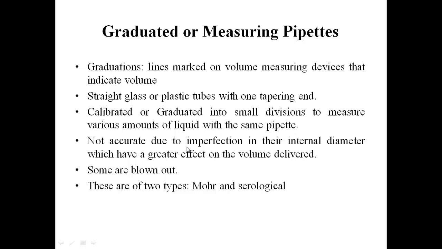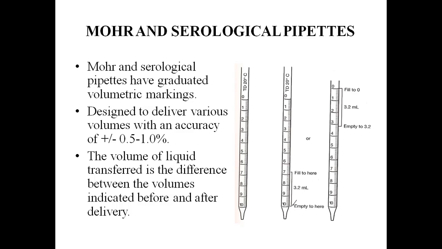But this is not as accurate, due to imperfections in their internal diameter, which have a greater effect on the volume delivered. This kind of pipette is a blown out pipette. There are also two types: Mohr and serological.